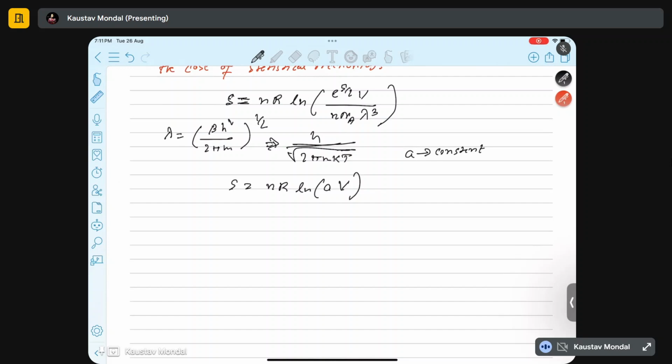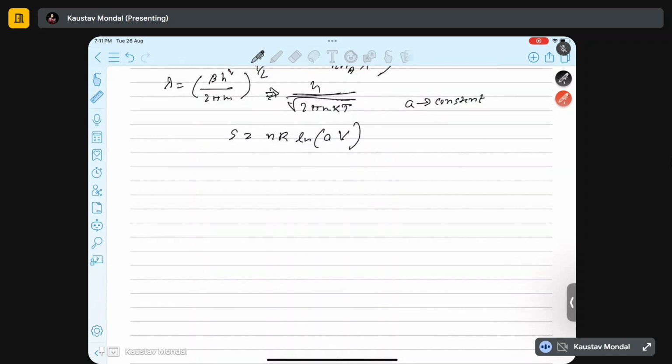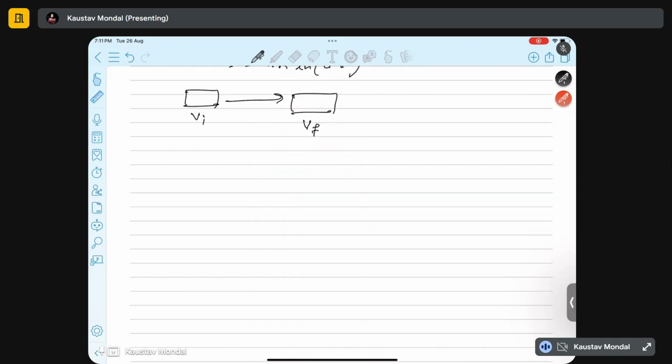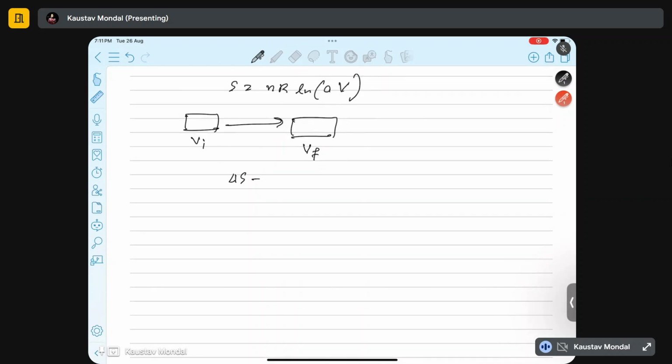Now, if you change the volume, here the entropy is dependent on the volume, right? So entropy will only change if you change the volume. Let's suppose the system initially was in the volume Vi, then at a later time the system evolved into a volume VF. Then what would be the change in the entropy? That is pretty straightforward. So delta S would be simply nr into ln A into V final minus nr into ln A of V initial, right?